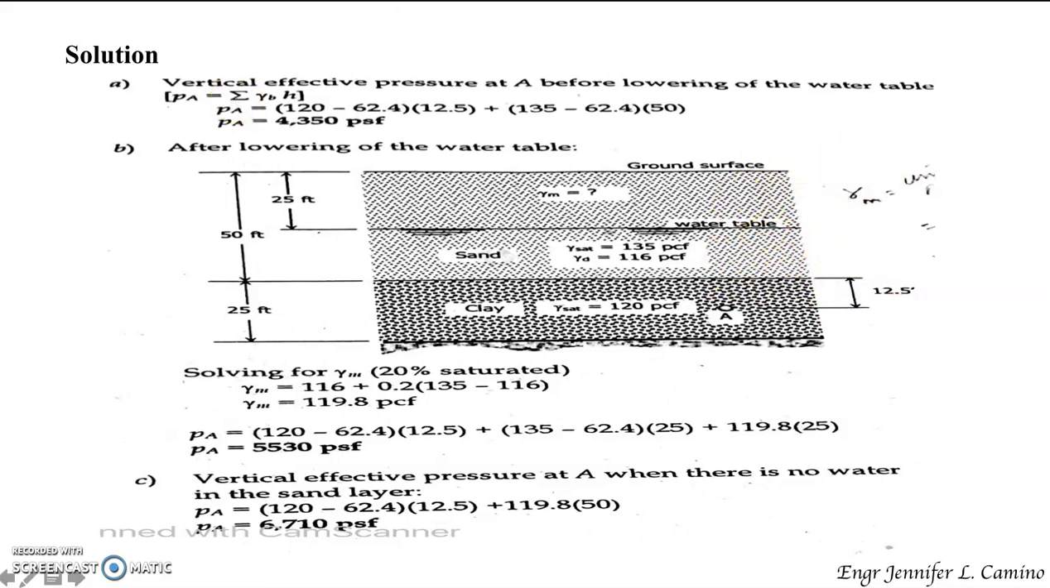Then you can get the value for the effective stress at point A before lowering the water table. Effective stress is equal to total stress minus pore water pressure. The total stress was 8,250, subtracted by 3,450, you get a value of 4,350 pounds per square foot. So you get the same value for the effective stress, and this is just an alternate solution to have a more accurate solution for getting the effective stress.